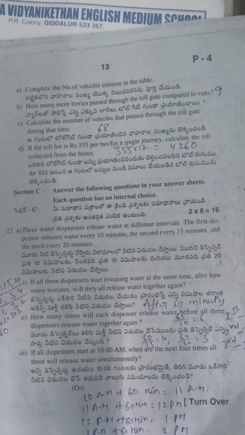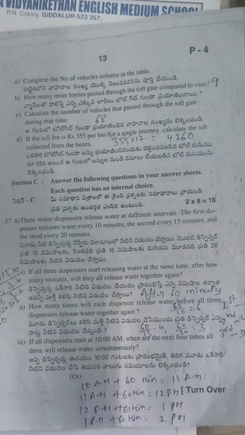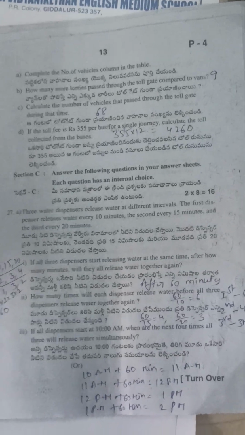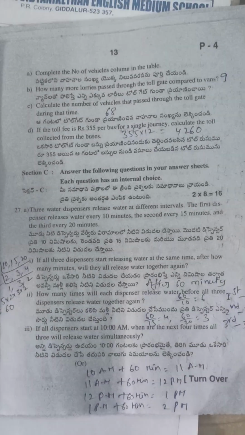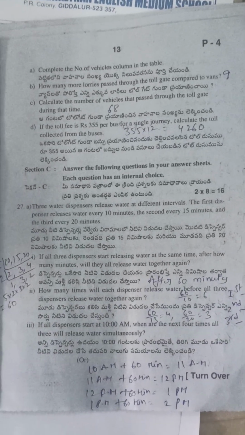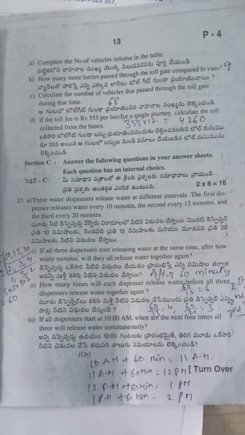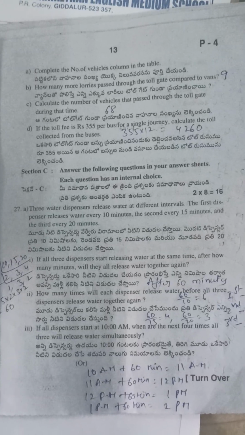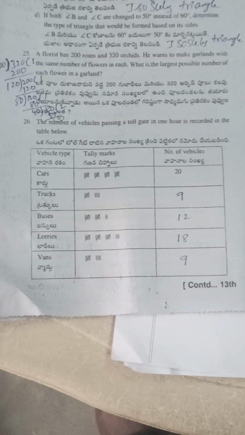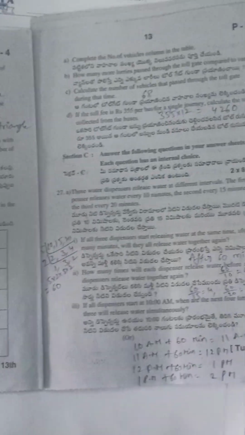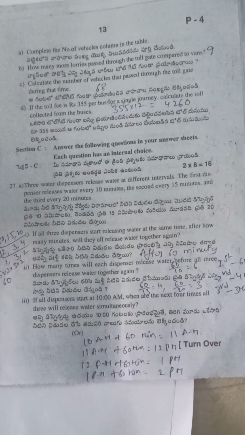Next, calculate the number of vehicles that passed through the toll gate during the time. So total is how much? 68. The toll gate fee is 350 rupees per hour for a single journey. Calculate the total collected from the buses. So how many buses are there? 12. So 350 into 12, that is equal to 4200.